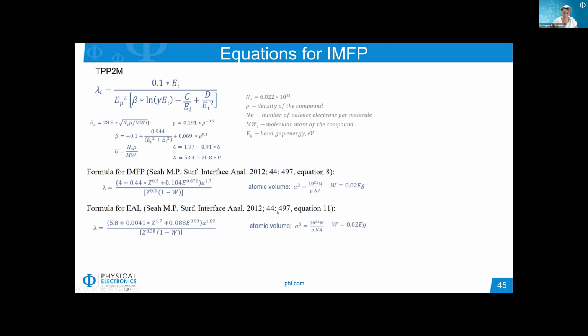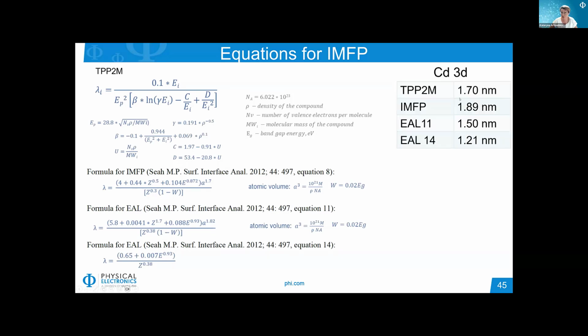If you have a material that you work on in the lab and you don't have properties such as density, etc., then there is a very simple equation that depends only on kinetic energy and atomic number. What I would like to show you is how different these values are for the same material. This is just for the cadmium 3d transition.